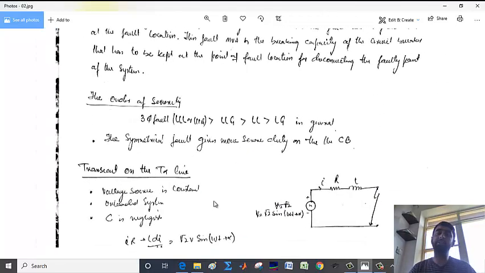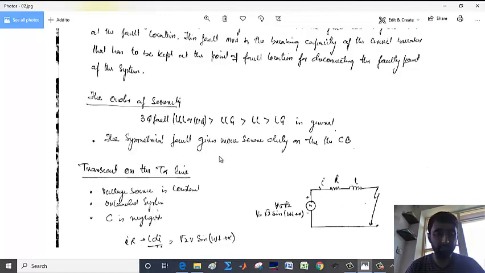Now the order of the severity. Severity means how much fault current a different fault has. Since we have mainly four types of faults: three-phase fault, double line to ground fault, line to line fault, and single line to ground fault. Three-phase fault is in general considered to be the most severe fault because the current that flows in a three-phase fault is the highest, and after that is double line to ground fault, and then line to line fault, and the last one is line to ground fault.